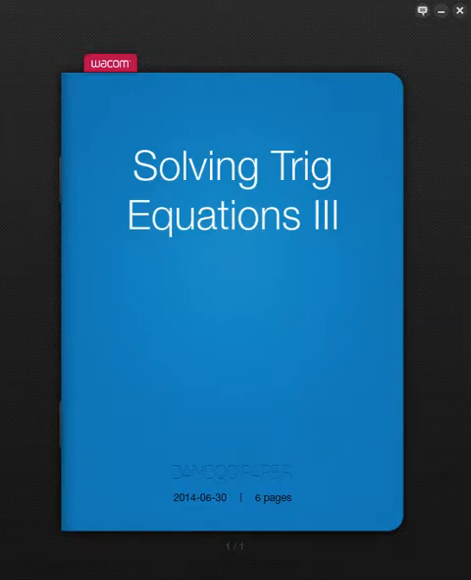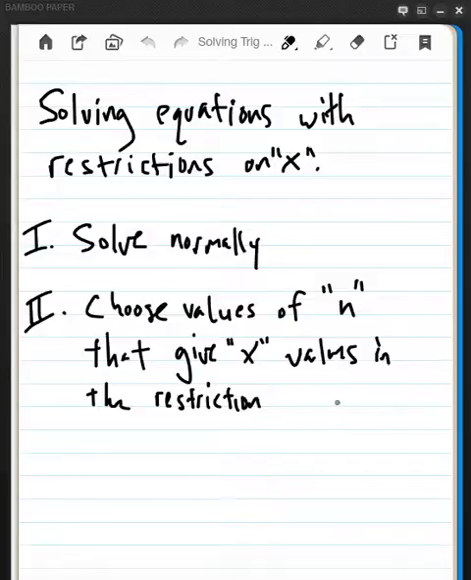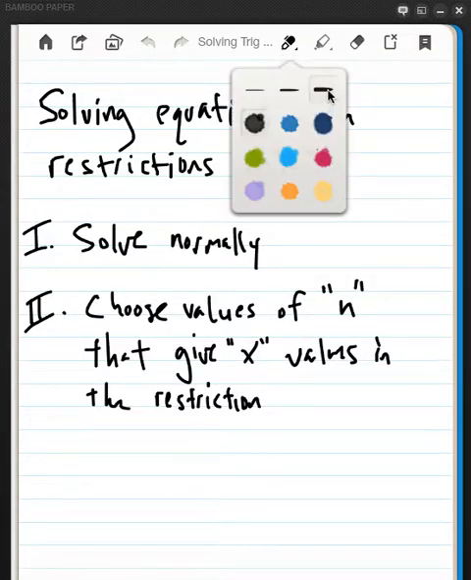Hello, and today we're going to solve trig equations with domain restrictions. So we're going to be told that x has to be between some values and have to solve that way. That actually comes in very handy later when we solve triangles.